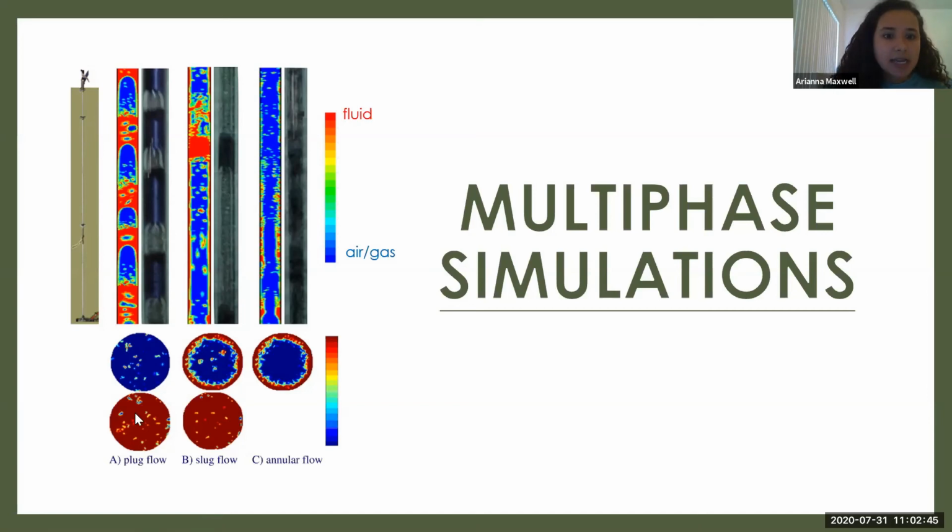So here is an OpenFOAM simulation of the multiphase flow. The red is the fluid and the blue is the air or gas that's going through the pipe. And in this first image, we can see the pockets of air. So this is a plug flow. When we increase that air, we have more of a slug flow. So these are technically like really large pockets. And then when we have even more air, this is an annular flow.